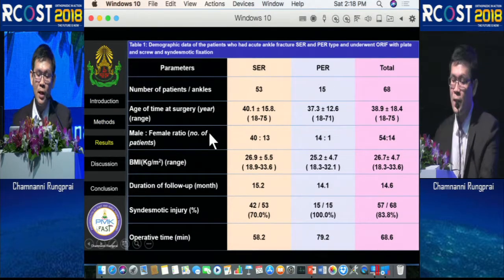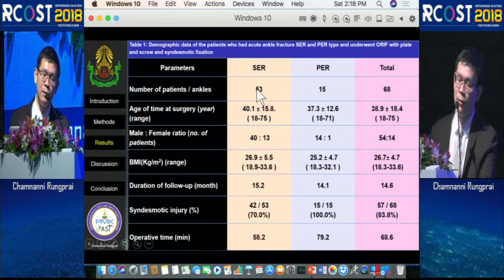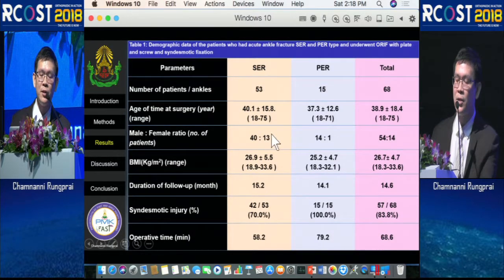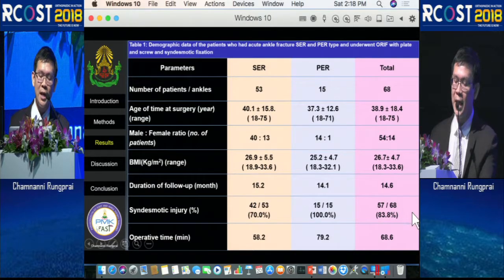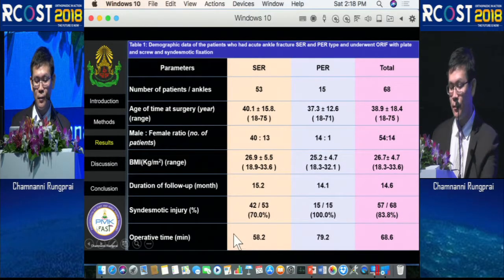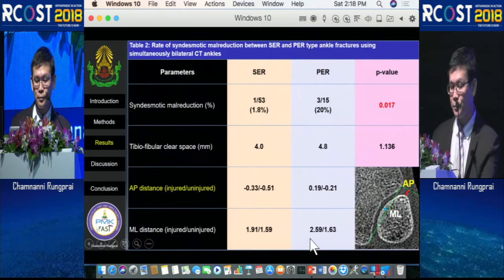Here are the results, starting with the demographic data. We have 53 patients with the SER type injury and 15 patients with the PER type injury, a total of 68 patients. There was no significant difference in age, male to female ratio, body mass index, and duration of follow-up. Incidence of syndesmotic injury in SER type was 70%, while the PER type was 100%. Overall it was 84% in all ankle fractures. Operative time was significantly higher in the PER type.